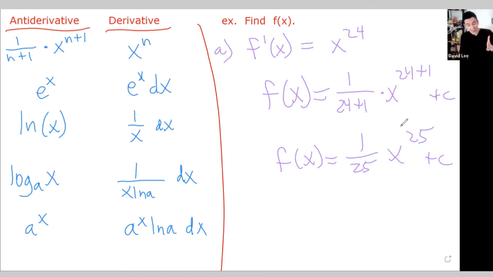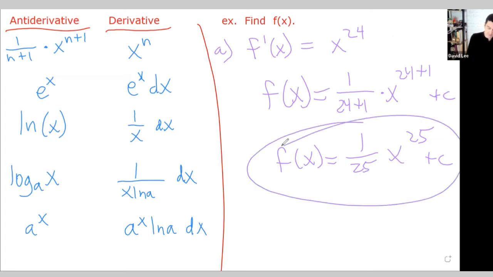And you know this is correct because you can check it. If you take the derivative of this in your head, you should get back the original. Watch. 25 times 1/25 is 1, it goes away. Then you take 1 away from 25 and you get back 24, which is what this says. And then the derivative of any real number is 0, and there's a 0 right here. So that's how you know that this is correct.